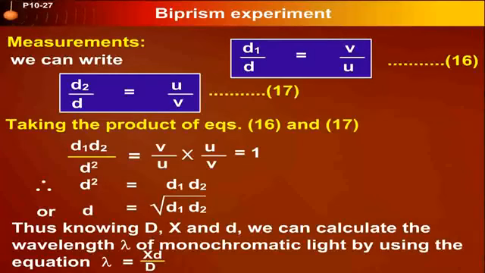Thus, knowing D, x and small d, we can calculate the wavelength lambda of monochromatic light by using the equation lambda is equal to x into small d upon D.